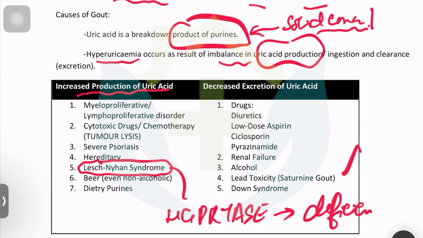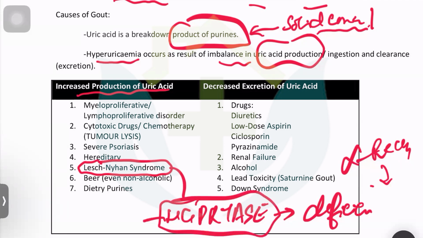See, it is an X-linked recessive disease. So the gene is deficient, thereby the enzyme is not formed, leading to accumulation of uric acid. Are you getting it? Yes, sir. Now you have to understand that this is a complete deficiency. This is a complete deficiency.